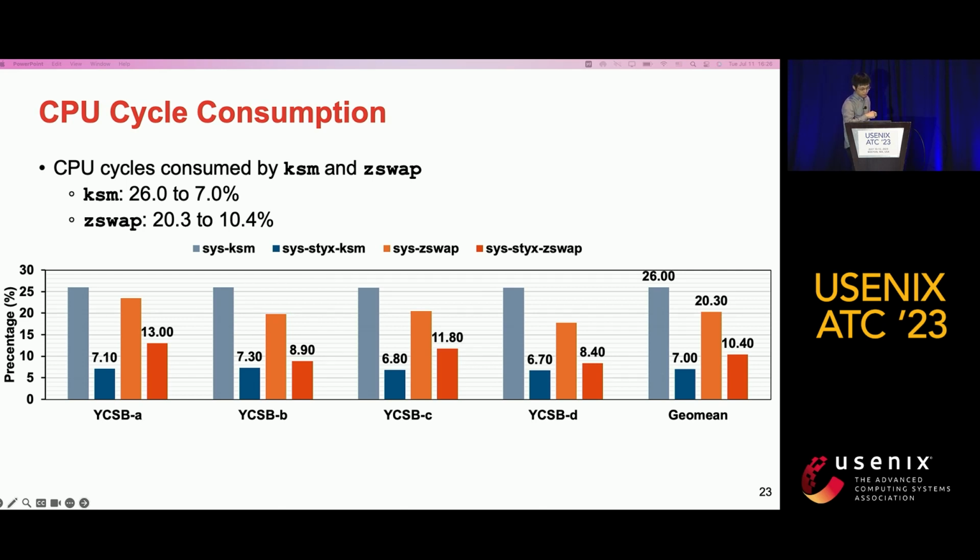We also measure the CPU cycles consumed by these 2 features. And the y-axis is the percentage of the CPU cycles consumed by the kernel features in the total CPU cycles consumed by both applications and these kernel features. And again, on average, STYX can reduce the CPU cycle consumption from 26% to 7% for KSM, and for zswap, it can halve the CPU cycle consumption from 20% to 10%.